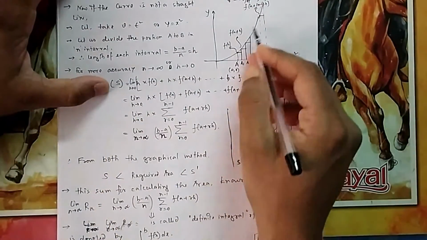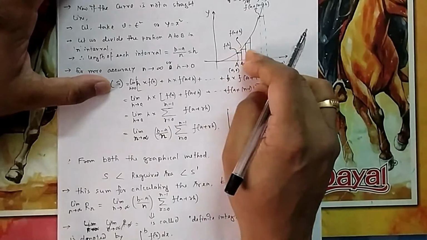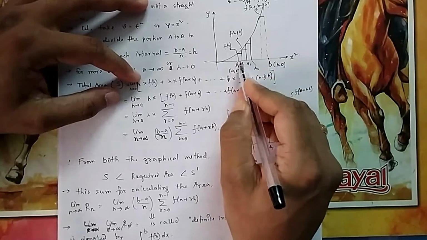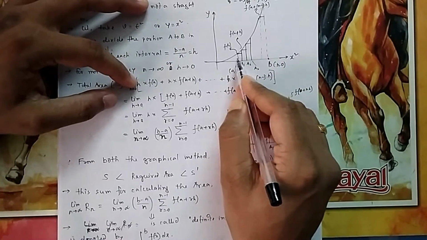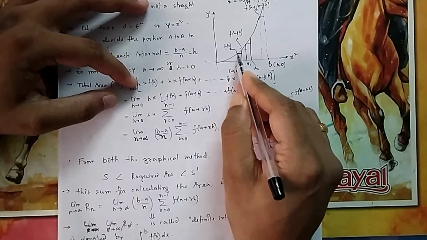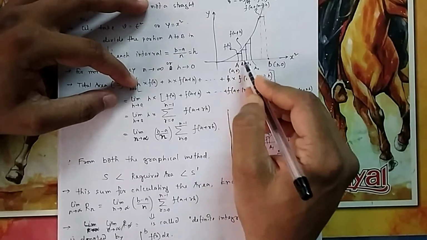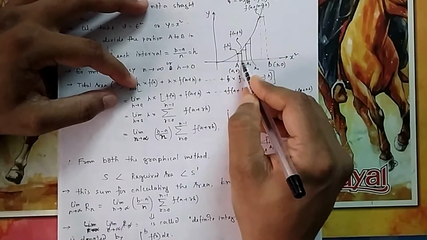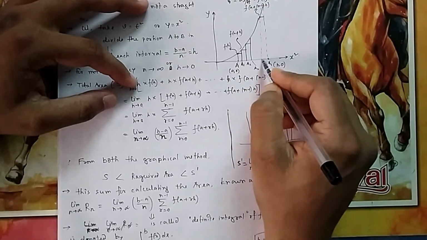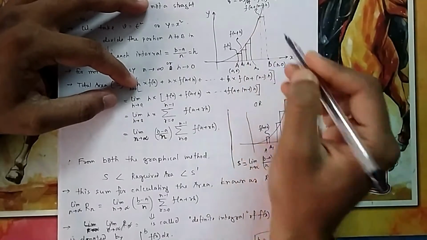So now the total area, if I take the sum of all the areas of these rectangles. If you take the first rectangle, the width is h and the height is this one. What is the height? This is a, so this height is f(a). This height is f(a plus h), because this point is a plus h. This point is a plus 2h, so this height is f(a plus 2h). Similarly, the last one will be f(a plus (n minus 1) times h).